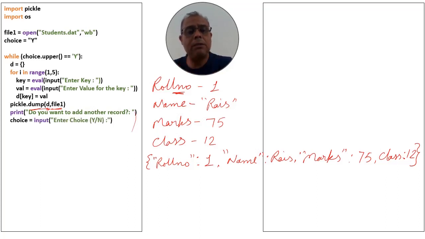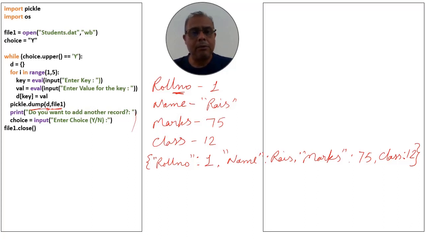So here choice is equal to input, enter choice. So till we enter small or capital Y, this loop will keep repeating. Once we enter any other letter, for example N or any other letter, this loop will terminate. And once this loop terminates, we are going to close this file. So this file will be closed.